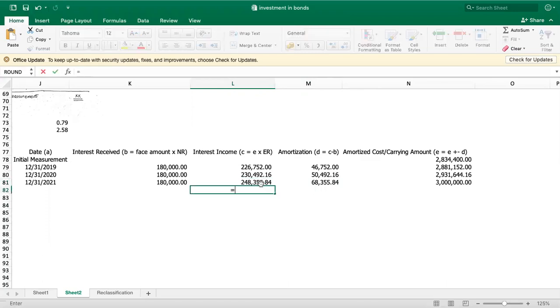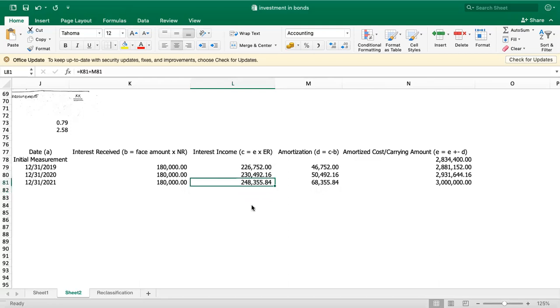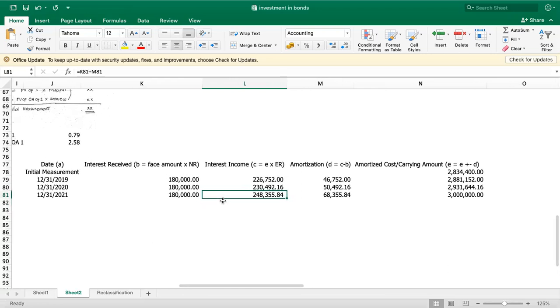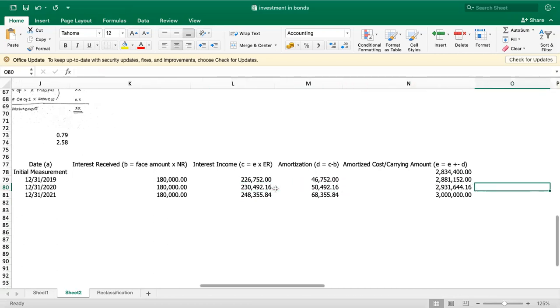Let's try, ha. So if we multiply natin ito, yung carrying amount times the 8%, 'di ba? Hindi sila the same. May difference talaga. Because of the rounding of decimal places, meron talagang difference 'yan. But the correct answer is 248,355.84 interest income for December 31, 2021. So this is now your amortization table. So basically, like for example, question number 1, how much is the interest income on December 31, 2020? This is the answer. Okay, so how much is the carrying amount on December 31, 2020? Okay, this is the answer.